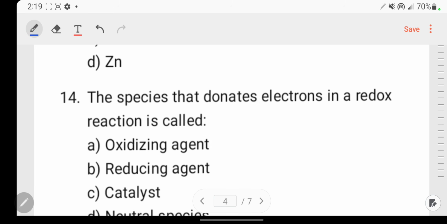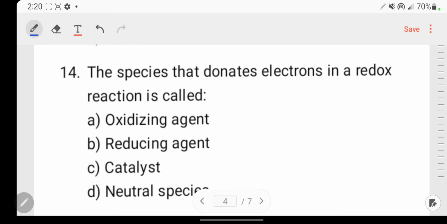Let's look at question 14. We are asked to say the species that donates electrons in a redox reaction is called. For this one, the one that has the tendency of donating electrons is what we call the reducing agent. Why the reducing agent? Because the reducing agent ends up being oxidized. If it is oxidized, it means it has lost electrons. So if it loses electrons, it's more like it's donating to another. So for 14, the answer is B.